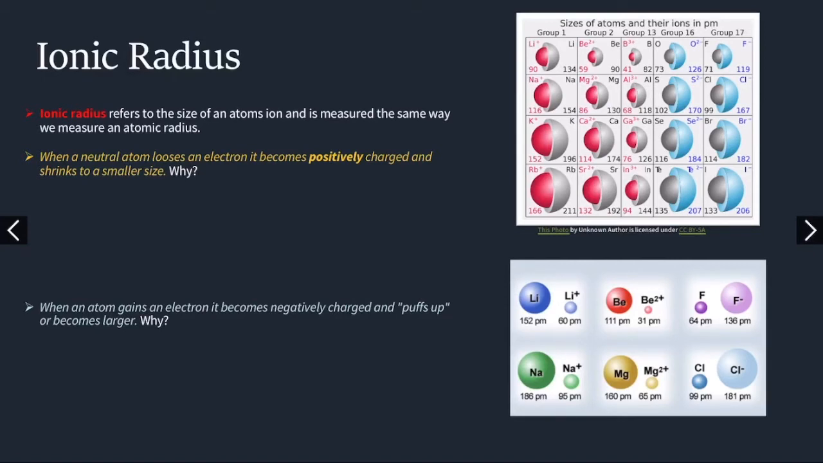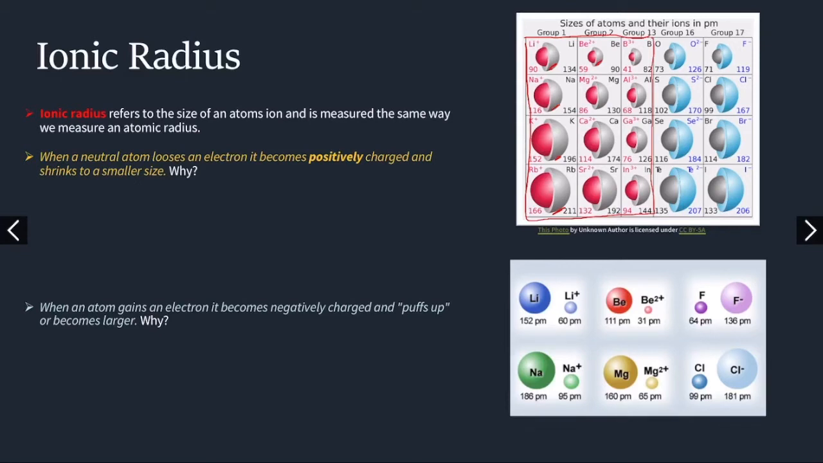So when we have a neutral atom and it loses an electron, it becomes positively charged and it shrinks to a smaller size. So if we take a look at these, we've got all of these atoms right here. Boron's a metalloid, but we're going to group it here with this. So when these atoms right here, these are metals, their original size is represented by these gray shells on the outside. All right, that's just what they are originally before they become an ion.